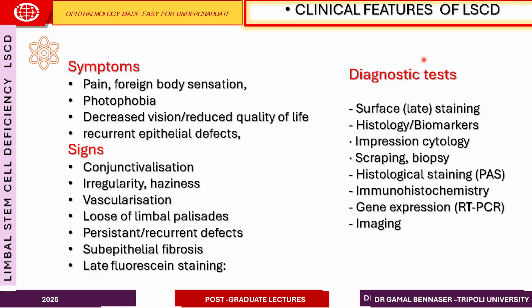Now, what's important for us is the diagnostic test. As I said, the late fluorescein staining, as I have explained before, is an important diagnostic test. Also important is the presence of certain histological biomarkers: impression cytology for goblet cells, scraping, biopsy, and also immunohistochemistry and gene expression in some rare genetic disorders like aniridia. And finally, the use of imaging, namely the anterior segment OCT angiography, in the diagnosis of limbal stem cell deficiency.